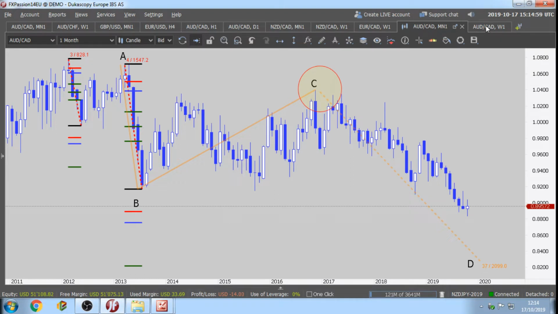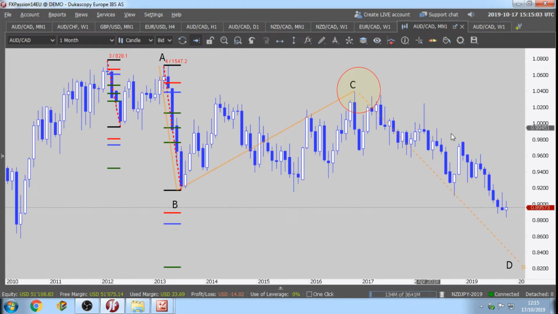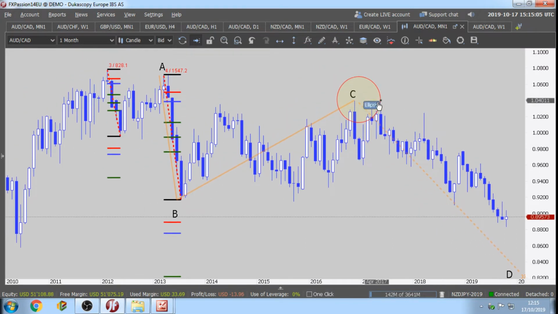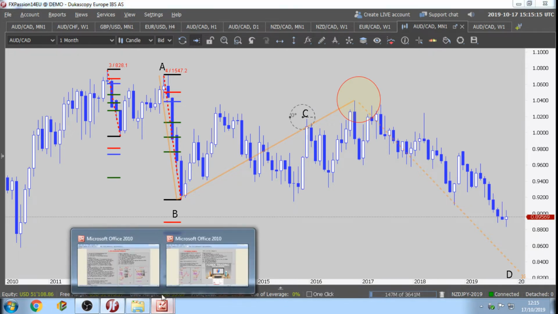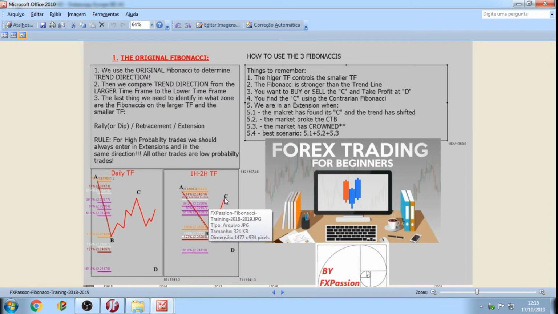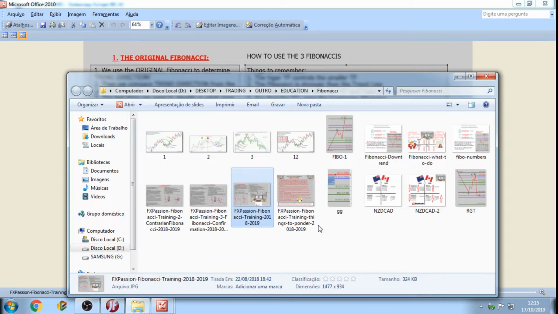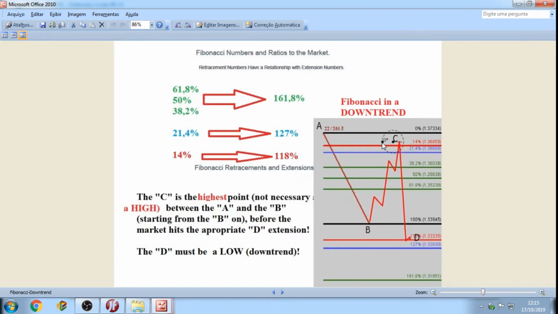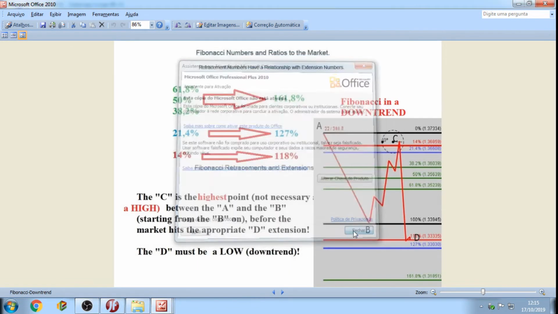Everybody, don't mix apples with bananas. Okay? The confirmed C is just a sequence of the contrarian Fibonacci. But you need to learn and remember the rules. What is the C? Where are the pictures? There you go. Remember the rules.